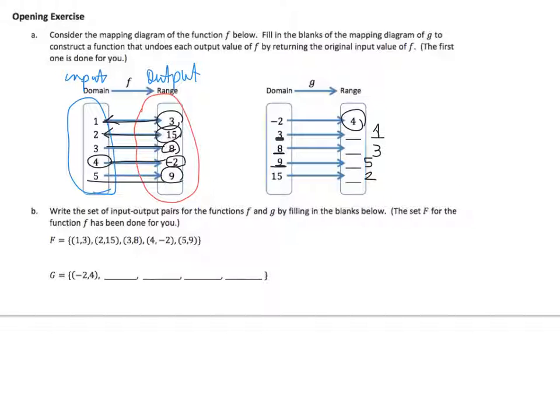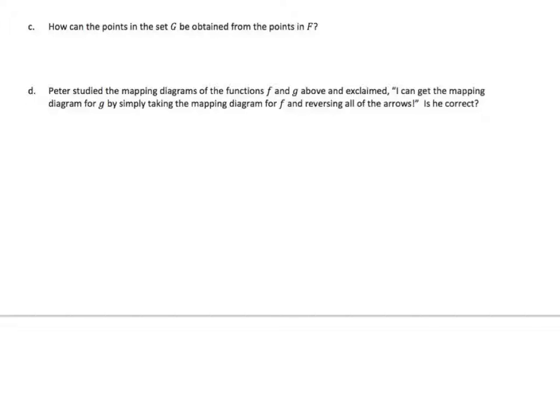Write the set of input-output pairs for the functions f and g by filling in the blanks below. F is given 1, 3, 2, 15. We did 1. Let's do red. 1, 3, 2, 15, 3, 8, etc. So let's do G. I've got -2, 4, 3, 1, 8, 3, 9, 5, and 15, 2. Pretty simple, right?